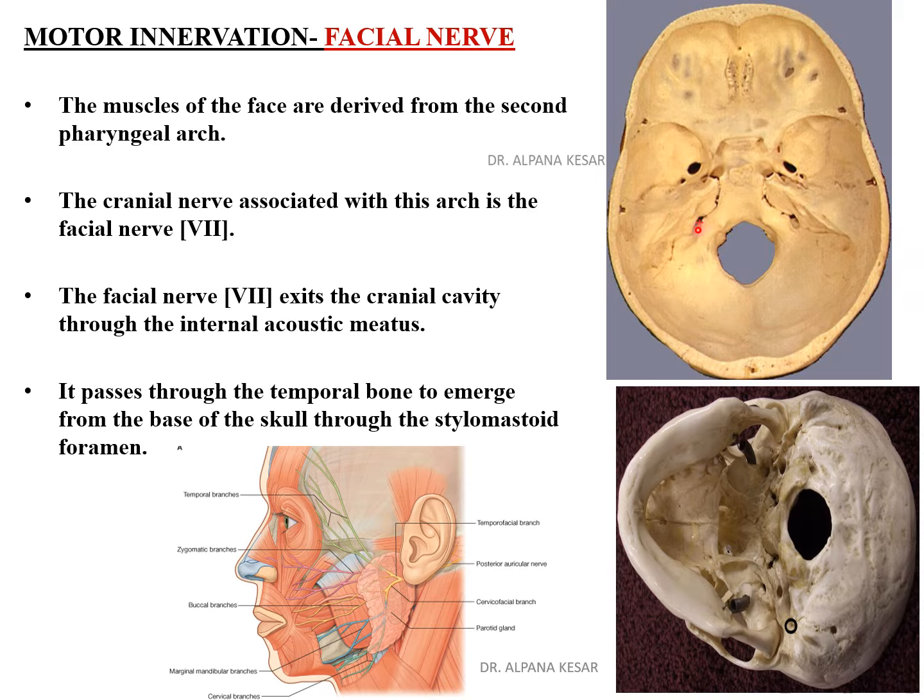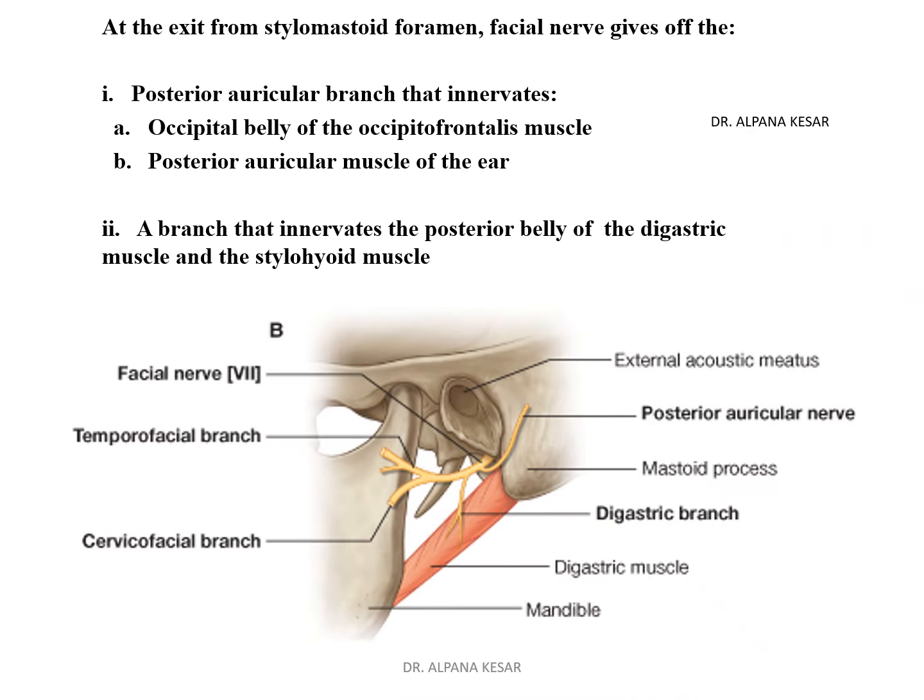After passing through the internal acoustic meatus, the facial nerve travels in the facial canal in the petrous part of the temporal bone. The facial nerve exits the petrous part of the temporal bone by passing through the stylomastoid foramen. After exiting through the stylomastoid foramen, the facial nerve gives two branches, the posterior auricular branch and the nerve to the posterior belly of digastric. The posterior auricular branch further gives two branches.